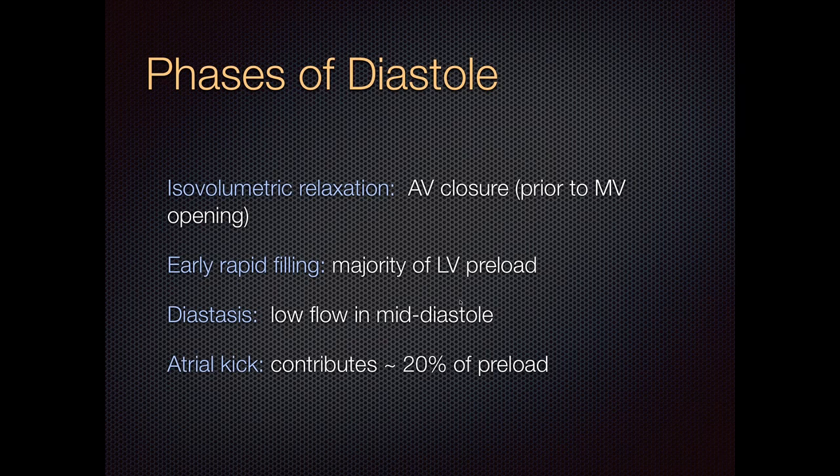Isovolumetric relaxation, that's when the aortic valve is closed and before the mitral valve opens. When the mitral valve finally opens, you get the early rapid diastolic filling. At that point, the ventricle is going to start enlarging. In fact, a majority of the LV preload fills in the ventricle in this phase. Then at some point, the filling slows as the pressure in the left ventricle gets higher with all the blood that's filling it. That's the low flow that occurs during mid-diastole. And finally, atrial kick contributes an extra approximately 20% of the preload.